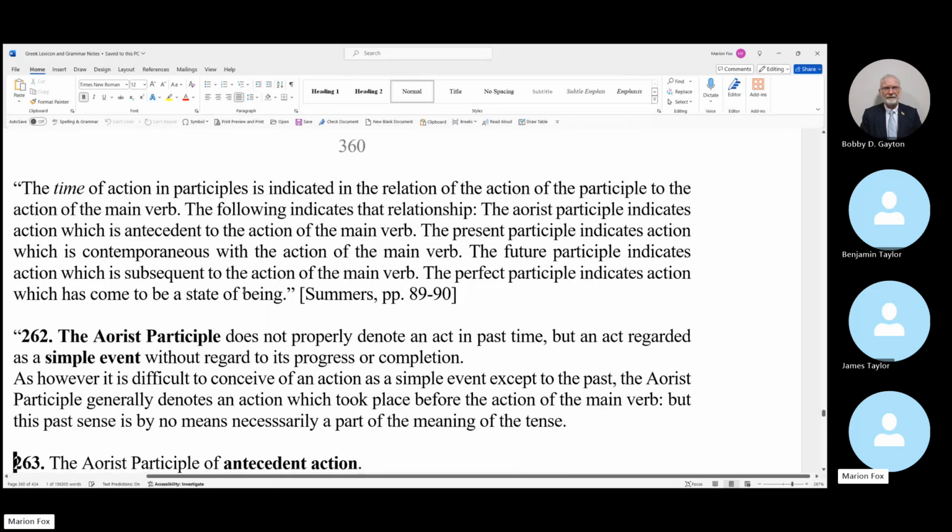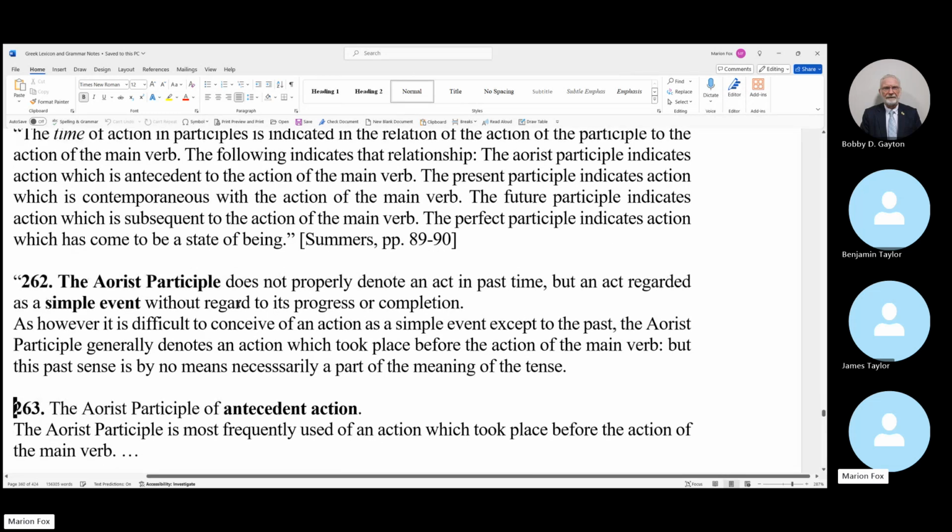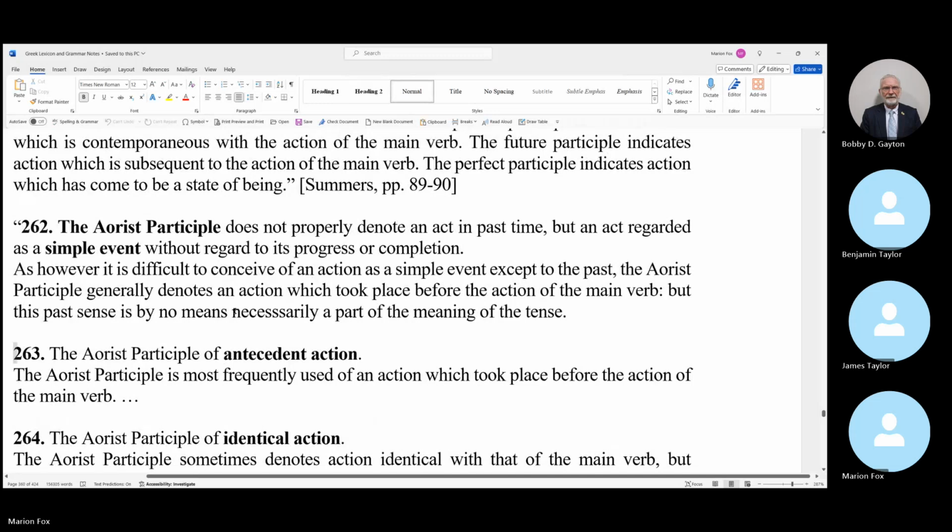Summers tells us here something, and if you pick him up, the time of action is indicated in relation to the action of the main verb. So it relates its action to the main verb. Aorist participle indicates action which is antecedent to the action of the main verb. The present participle. Now, this is Summers, an elementary grammar book. He's not clear on it. Right here, the aorist participle does not necessarily. Okay, this is fine.